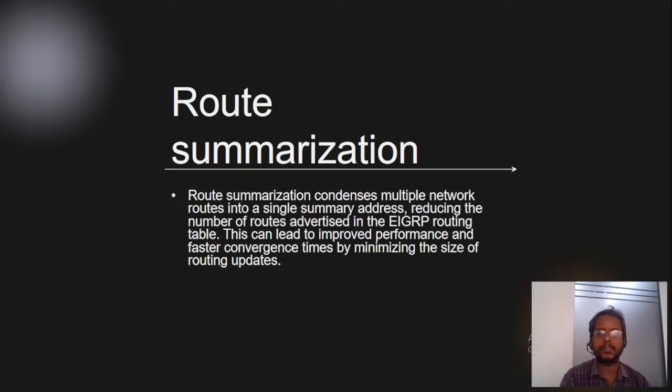Then route summarization, that is another technique. Route summarization condenses, or summarizes, multiple network routes into a single summary address, thus reducing the number of routes advertised in the EIGRP routing table. This can lead to improved performance and faster convergence times by minimizing the size of the routing updates.